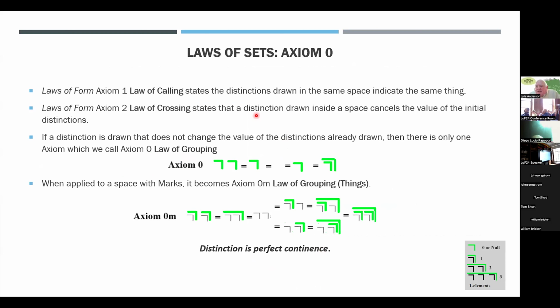And it is distinction is perfect continence. You can put green crosses anywhere you want, and it changes nothing. Okay, so if you start with nothing, you've got two nothings, that's a nothing, it's also a nothing nothing, and it's also equal to a nothing, and a green cross over green cross is still the same thing.